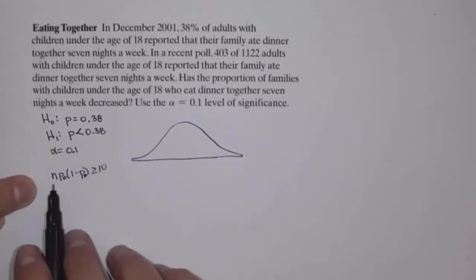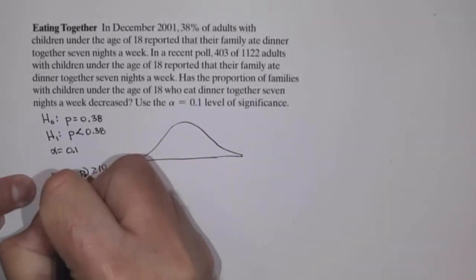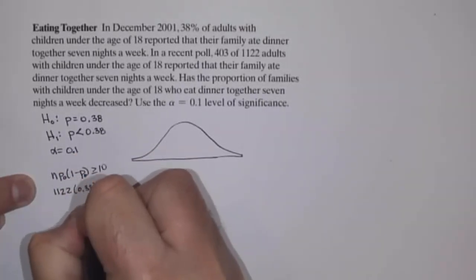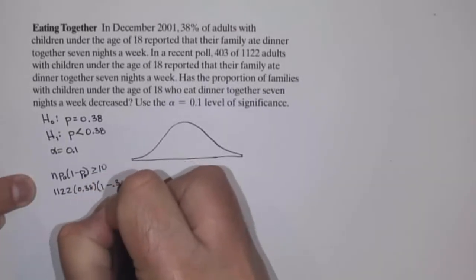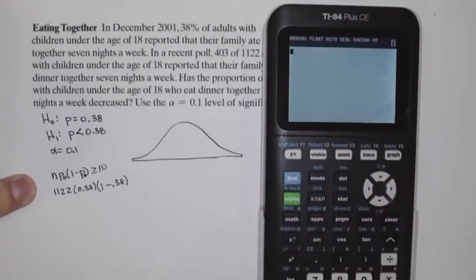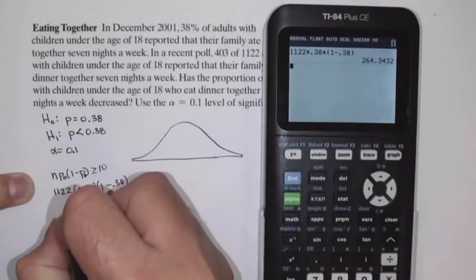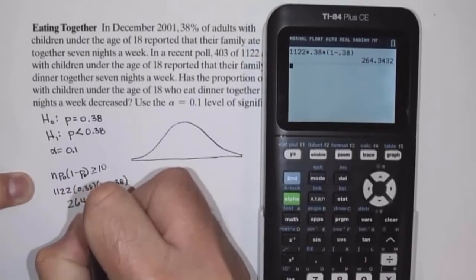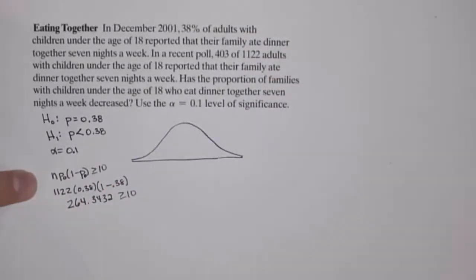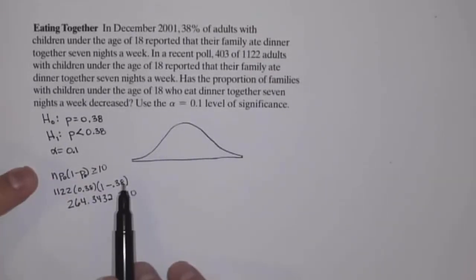So in this case, my N is 1,122. The P from the null hypothesis is 0.38. And then 1 minus 0.38. Well, if I bring in my calculator here, 1,122 times 0.38 times 1 minus 0.38, that is 264 plus. So that is 264.3432. Well, that's certainly 10 or bigger, so we meet our conditions to use a normal model.